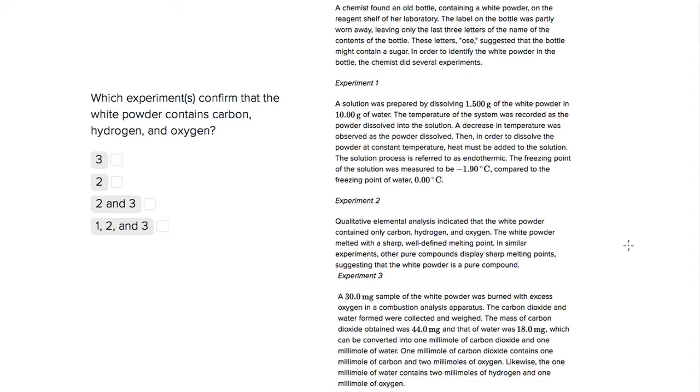This question is dealing with a scientist doing various experiments on white powder. So we want to see which experiment or experiments of these three experiments confirms that the white powder definitely contains carbon, hydrogen, and oxygen. So let's just look at these experiments.